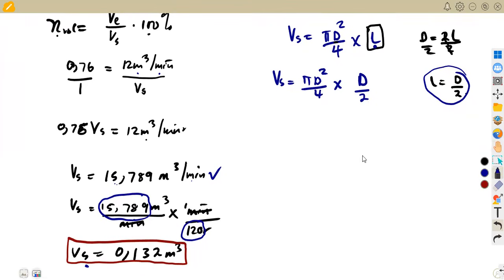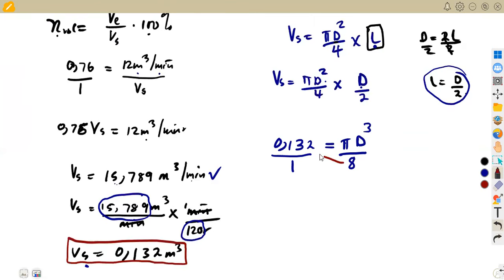Remember, our stroke volume is given as 0.132 cubic meters, which is equal to, so here we can multiply everything on top. That is going to be pi times d squared times d, which is going to be d cubed in this case, over, you multiply the numbers in the denominator together. That is 4 times 2, which is going to give us 8. So that's it. We can find the value of d. As you can see, we've got only one unknown.